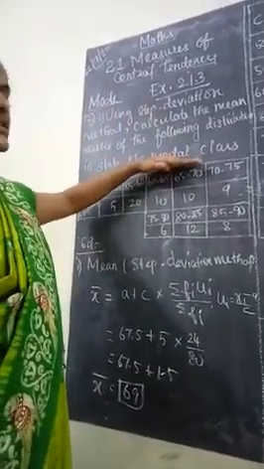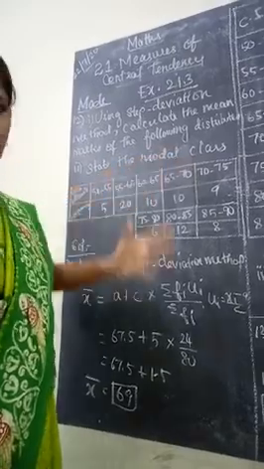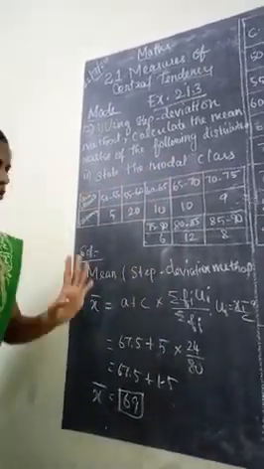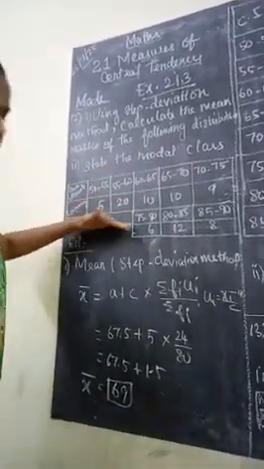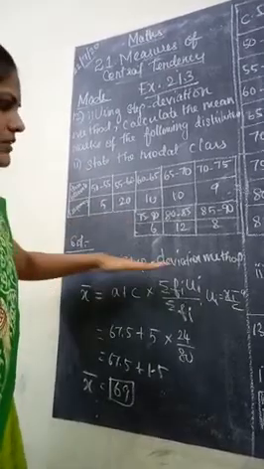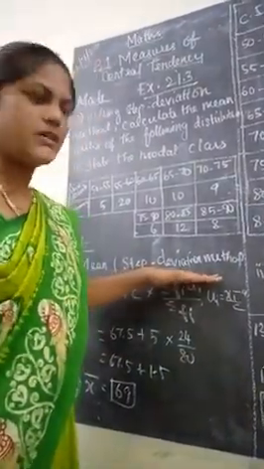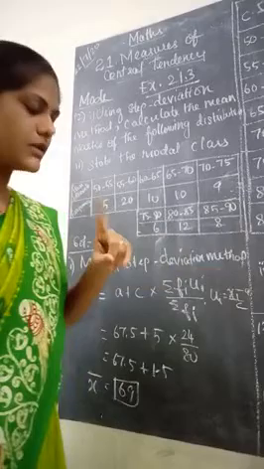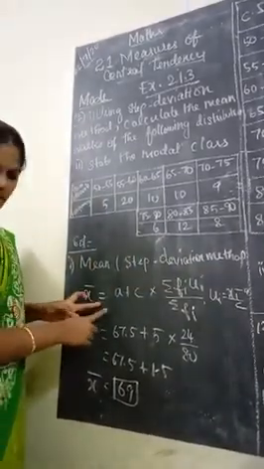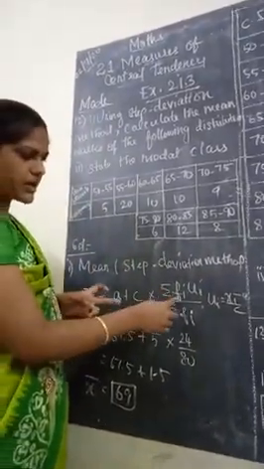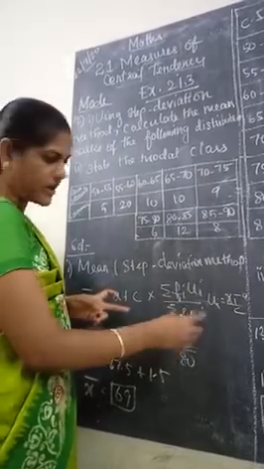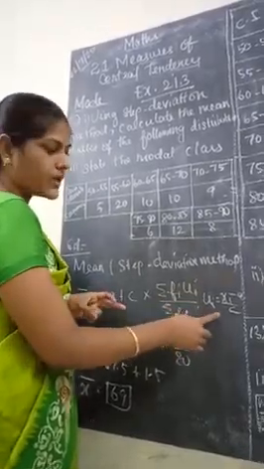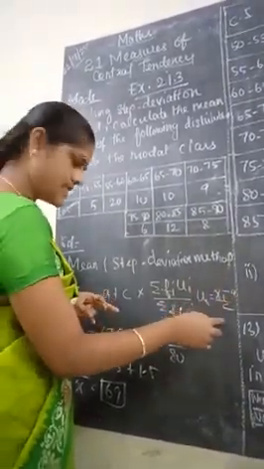And we need to find, in the second subdivision, the modal class, that is, the mode. Nothing new here. Listen, this is the calculation of the mean using the step deviation method. What's the formula for the step deviation method? x bar equals a plus c into sigma fi ui divided by sigma fi. How do we find ui? ui equals xi minus a, divided by c.